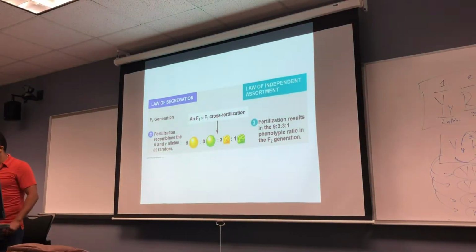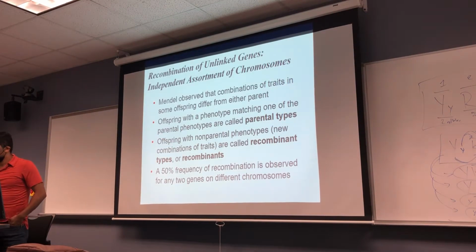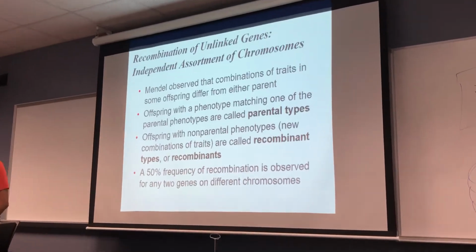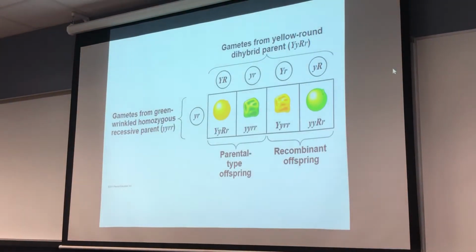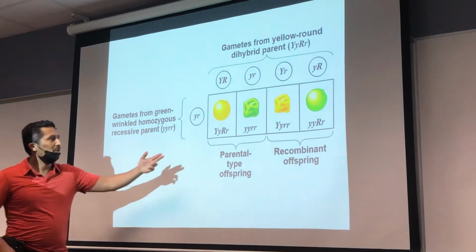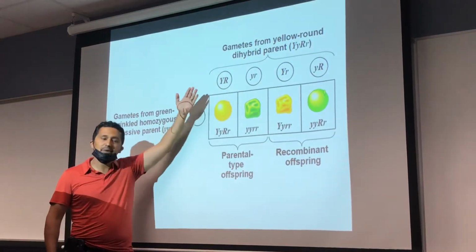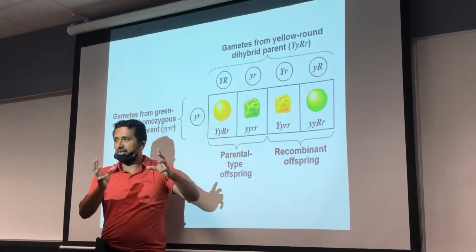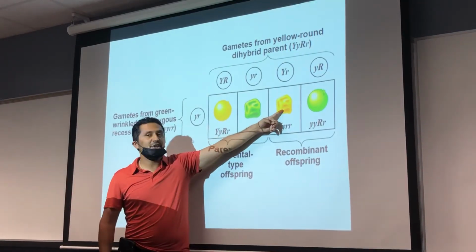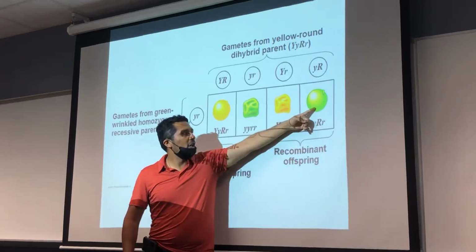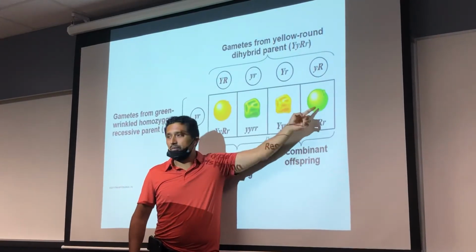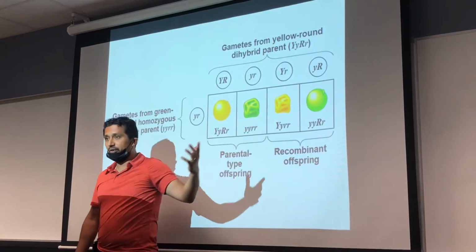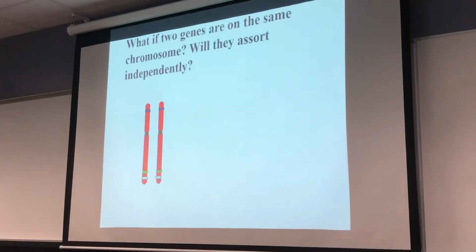So that is the 9:3:3:1 ratio, the one that we mentioned, and how you can have some parental types and also recombinant types. The recombinant types, those are the ones that are mixed, that are different from the parental types. Parental types, basically the ones that resemble the parents, the parental generation, and the recombinant ones, the ones that are mixed. Here you have this yellow with wrinkle, and here you have this green with round. Those are the ones that are different from the parental types. So just know that.